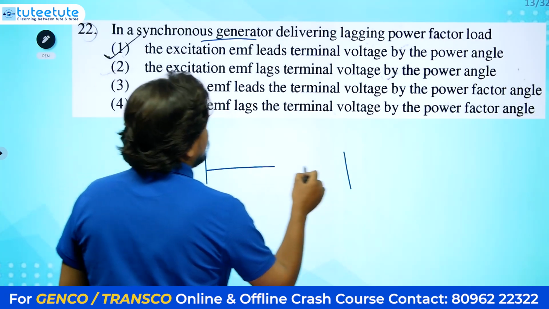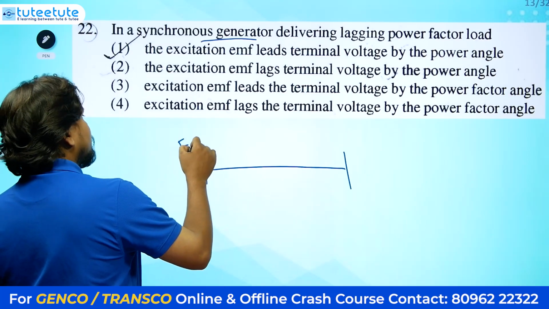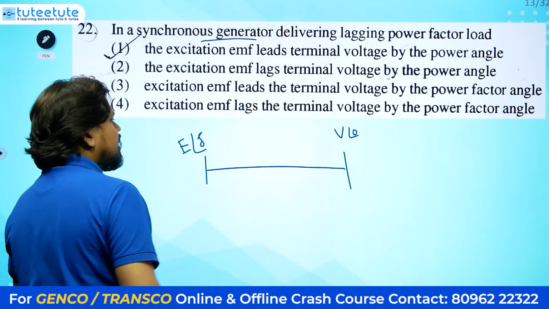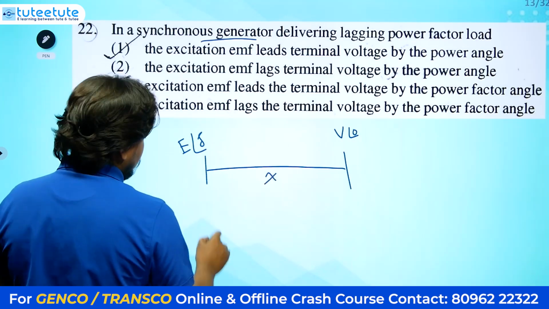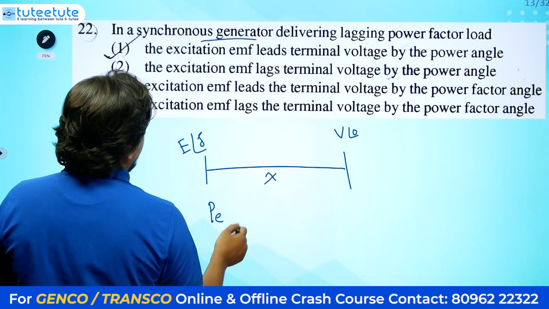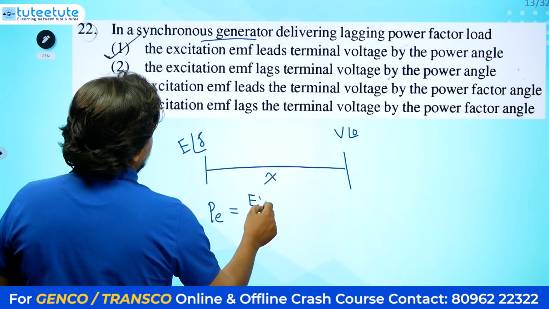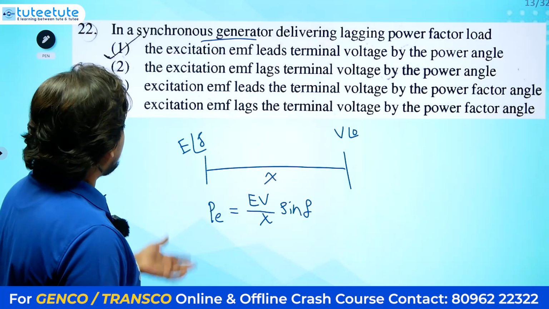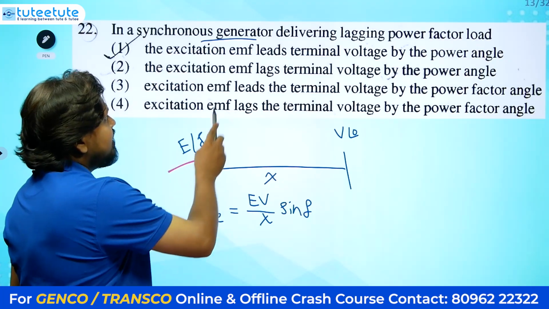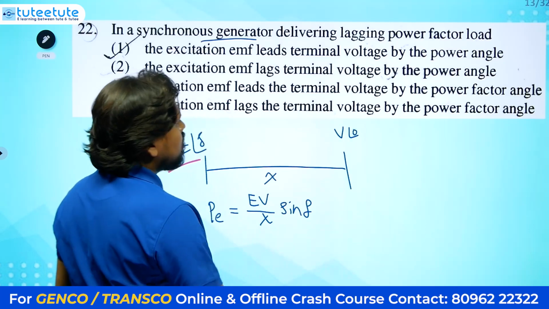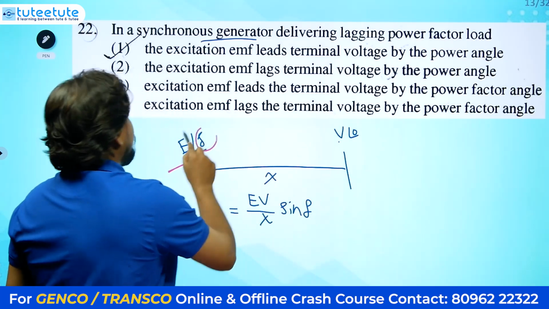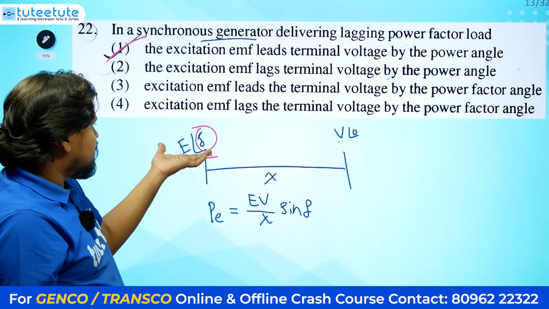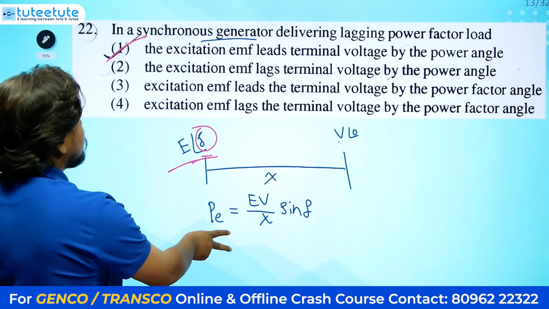So let's draw the single line diagram. Here you have V at an angle of 0, and E at an angle of delta. If the reactance is X, then the power is given as EV by X into sin delta. We know this one from the short transmission line. Otherwise, directly, the excitation EMF leads terminal voltage by power angle, only this equation they have given. If you know this equation, or if you know this single line diagram, you can answer this question directly.